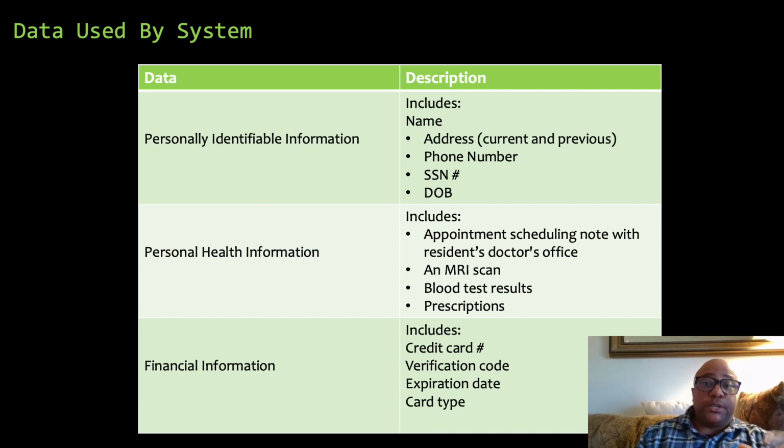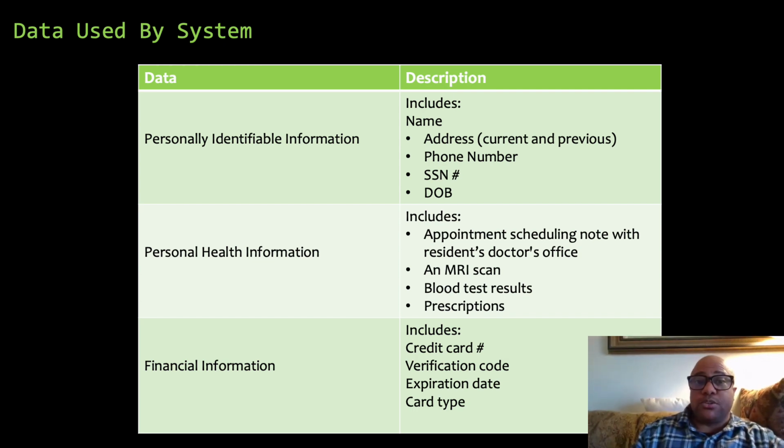The PHI is protected under HIPAA, and so it's their medical information that by law we have to make sure is secured and limited to people that absolutely have to deal with that data. The PHI also includes appointment scheduling notes that residents may upload to the app, or that medical providers add to the app on their end, an MRI scan, any kind of blood test results, and the prescriptions themselves. That's all considered PHI.